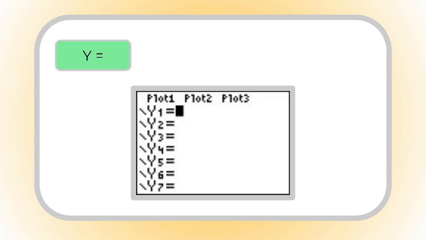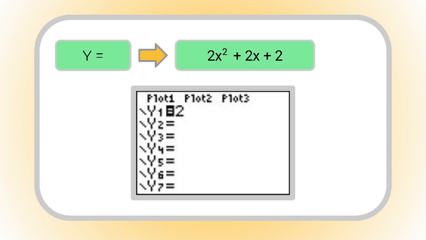The y equals button is up on the top left of our calculator. It says y equals, so we want to hit that, and we're going to see this little page right here. It has y1, y2, y3, all of these y equals areas. That's what we're looking for. Once we've got that, we want to enter in our function. So just going ahead and entering in 2x squared plus 2x plus 2. We enter that all in, and that looks pretty good.